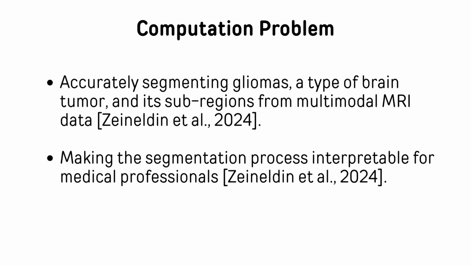The computational problem here is accurately segmenting gliomas, which are a type of brain tumor. Brain tumors I can refer to as abnormal tissues within the brain, which can become either cancerous, or some may be non-cancerous, and of course others can be treated as well. Other than detecting the brain tumors, we are also trying to look at the explainability of the model, or the logic behind the result that is produced.